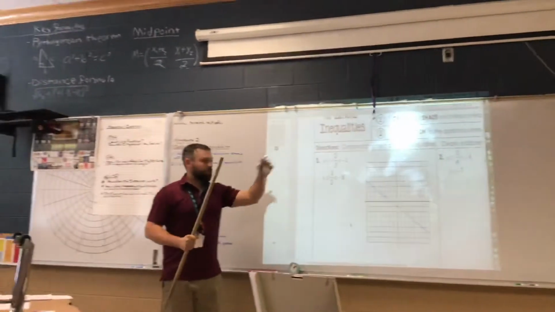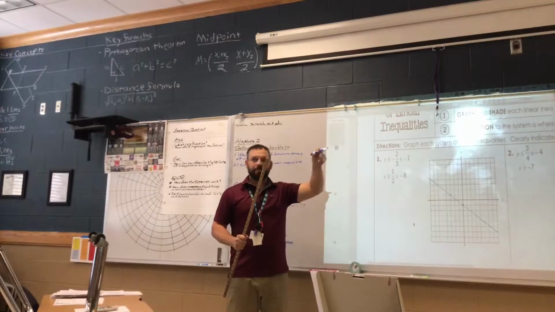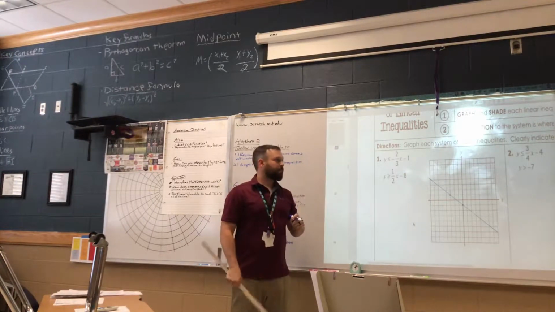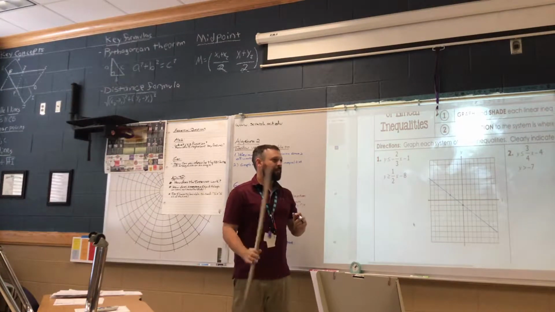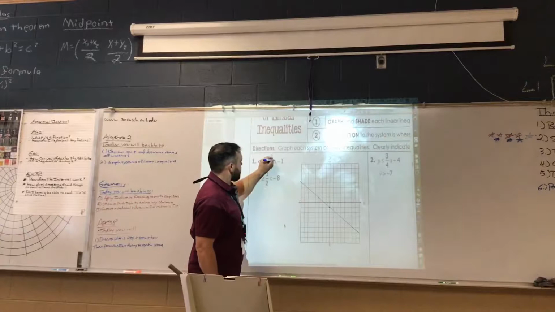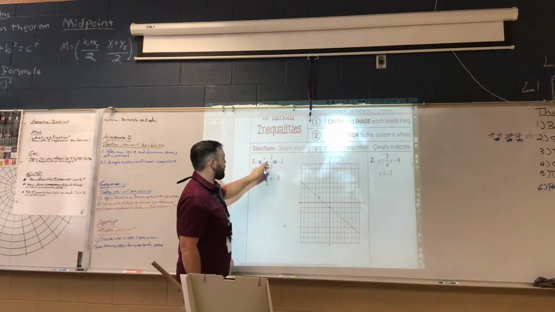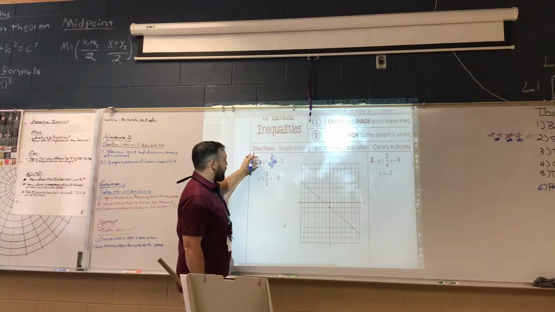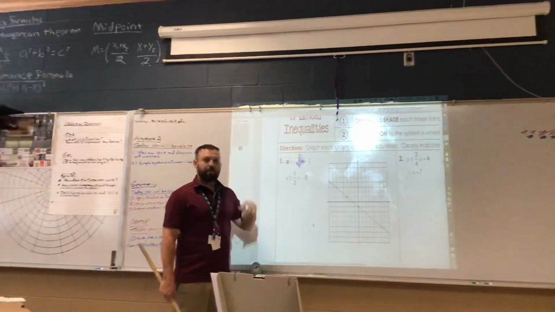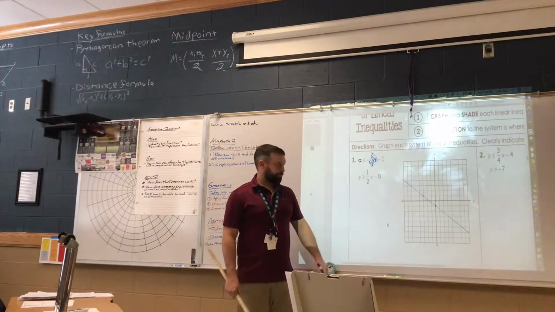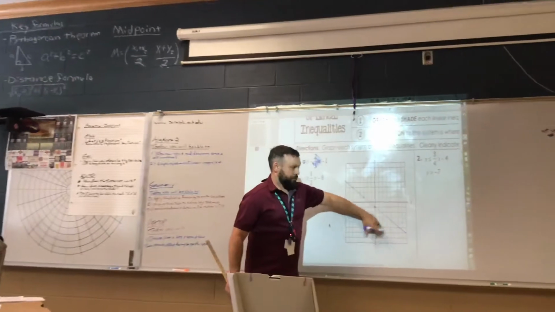How do I determine which side to shade? Plug what in? Okay, give me a random number. Yeah, that's a good one. 0, 0. So negative 2/3 times 0 is 0. So basically, it goes away, right? Is 0 less than or equal to negative 1? No. It's bigger, isn't it? So I shade the other side. There you go.